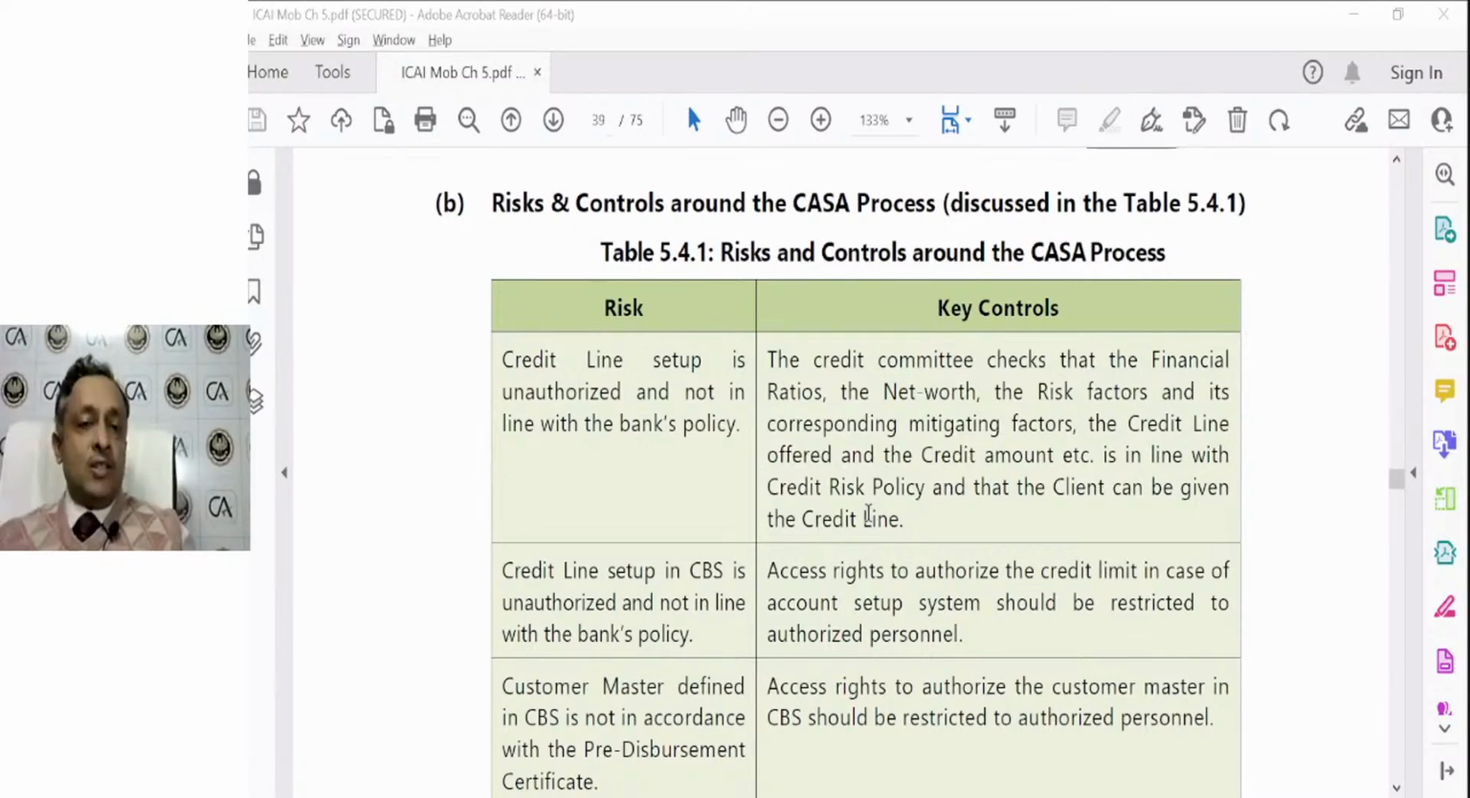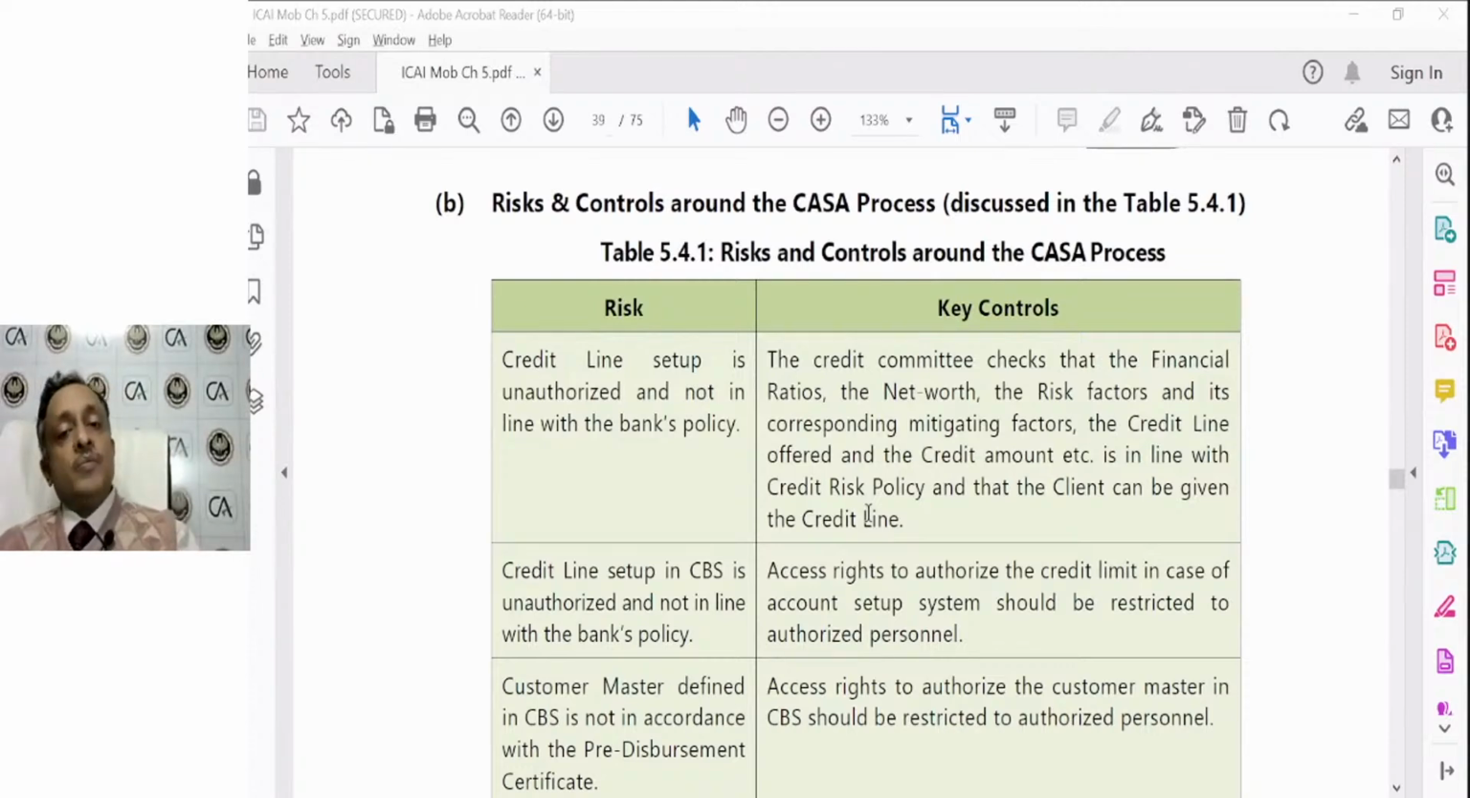Now, credit lines. So what is the risk? Please understand, I'll be adding some description to the risk, and then we'll go to the control. Okay. The credit line setup is unauthorized and not in line with the bank's policy. The customer whose account has been opened, his credit line is unauthorized. Unauthorized means not in line with the bank's policy. For example, given the nature of account the customer has opened, the number of transactions he or she can do, the number of checkbooks in a year he or she can get, the additional facilities, that is not as per the policy.